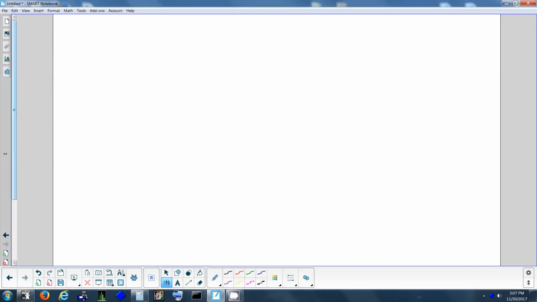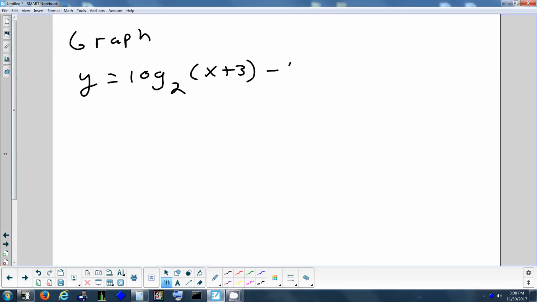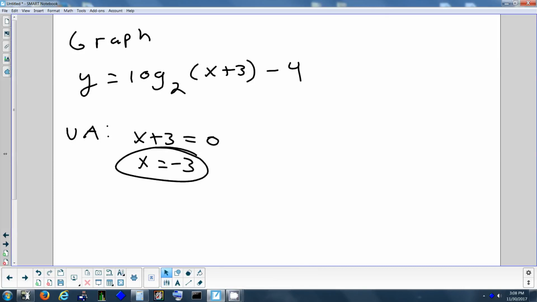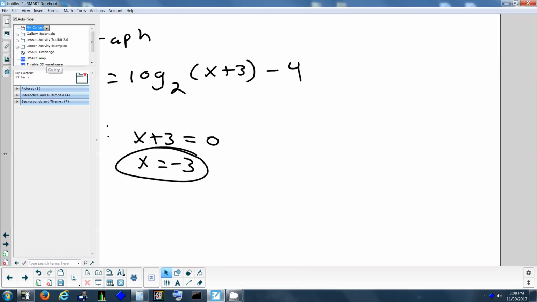Let's look at graphing a log. We've got y equals log base 2 of x plus 3, minus 4. I didn't put every single possible thing in that you could have, but there's a couple shifts in it. First thing you want to do is find the vertical asymptote. To find the vertical asymptote, set your argument equal to 0. So on my graph, I'm going to put a vertical line at -3.